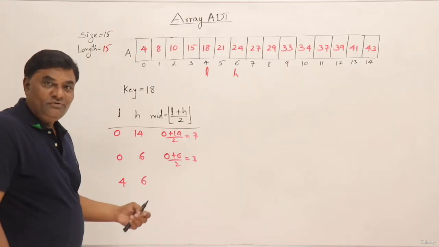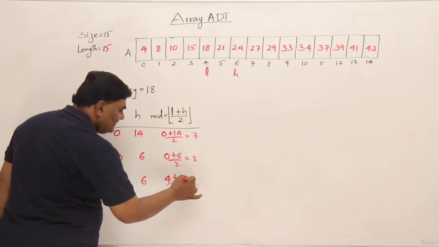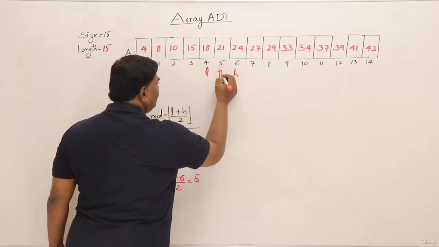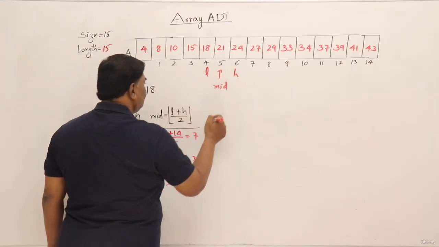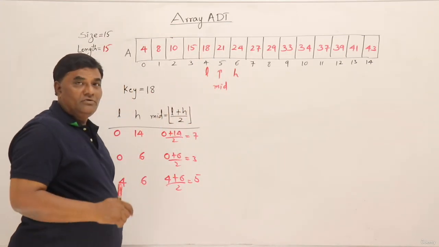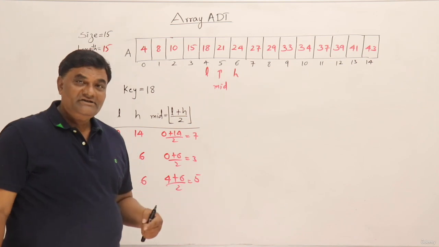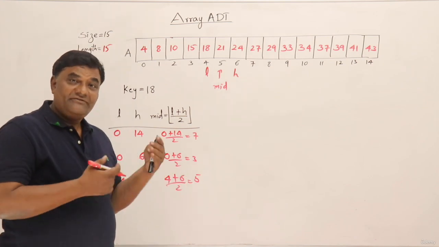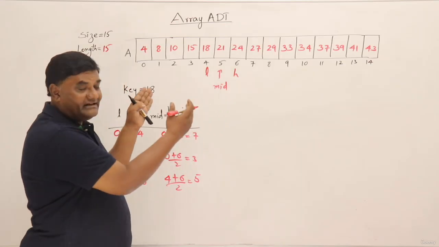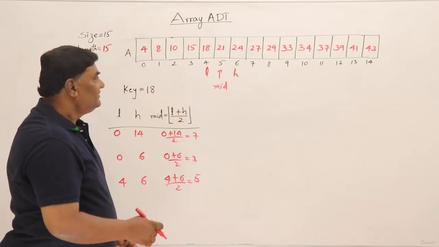Now find out new mid. Mid value is 4 plus 6 by 2. This is 5. This is mid. Check. Is it the key element? This is 21, and our key is 18. No. 18 is less than 21. Then check on which side of the list. Check on the left hand side of the list. You can observe that the list size is getting reduced and every time it is getting divided by 2.